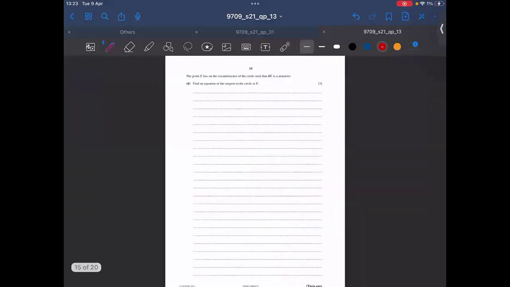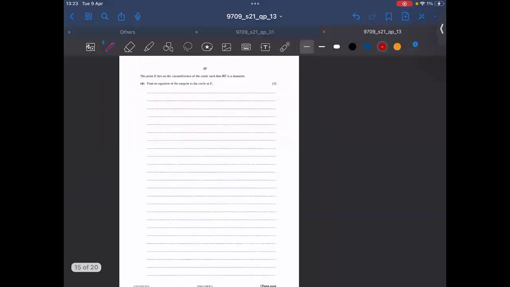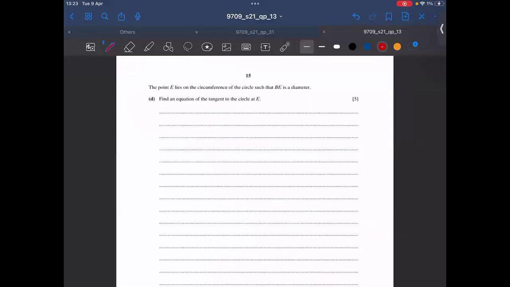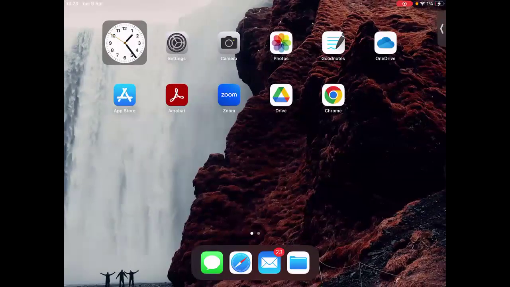So, Iman, one last question. In fact, let me complete this part as well. Point E lies on the circumference of the circle such that BE is a diameter. Let us check it out.